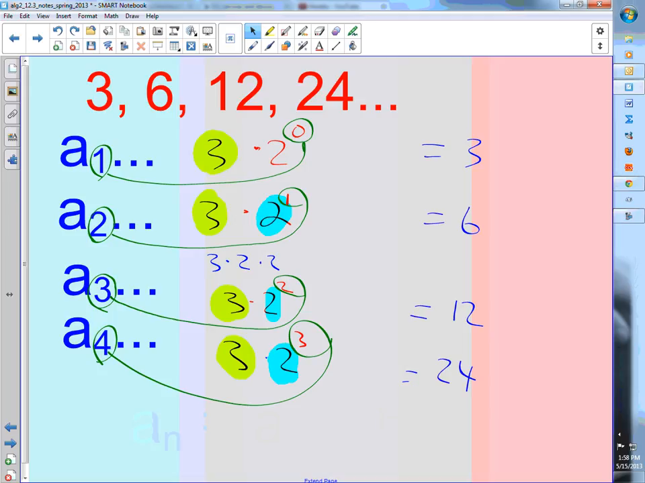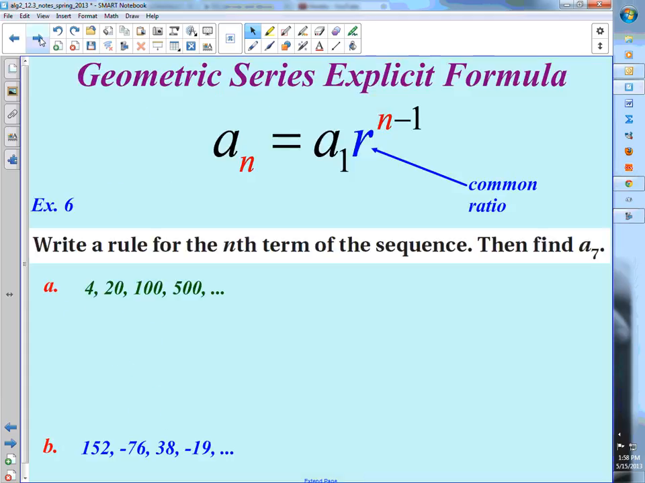So somewhere here I should have a formula for you. The first term, the common ratio to the power of 1 less than the position, which would be n minus 1. And again, this is what we call the explicit formula for geometric sequences: a sub n, any term, will equal the first term times the common ratio raised to the power of 1 less than the position, n minus 1.